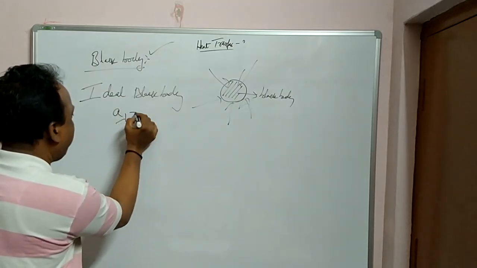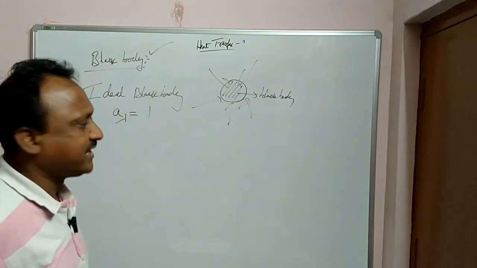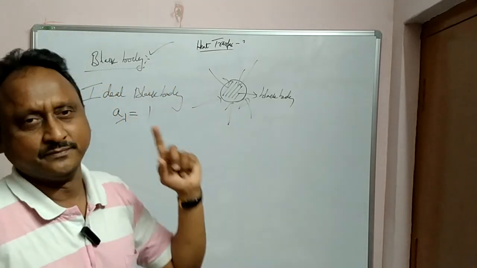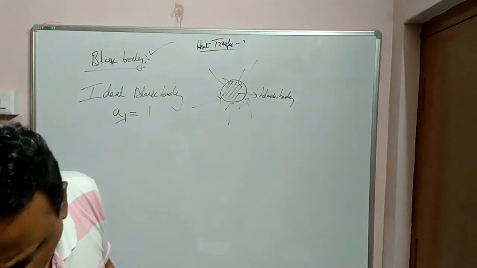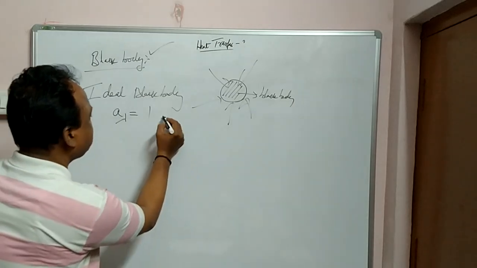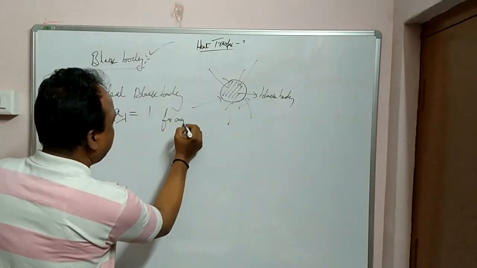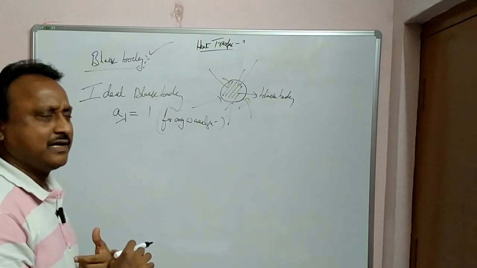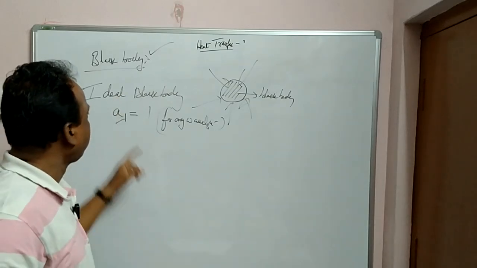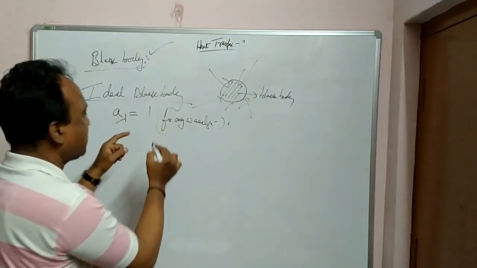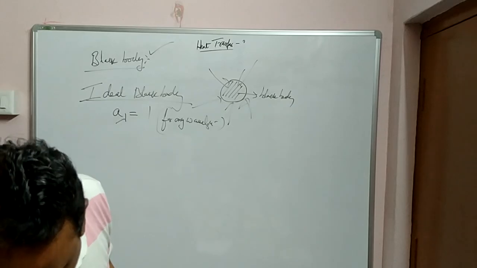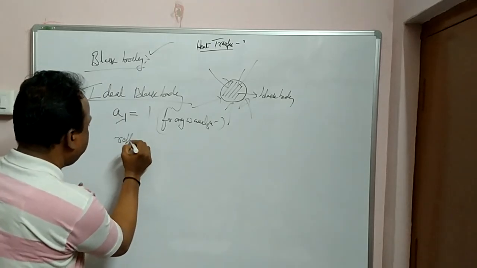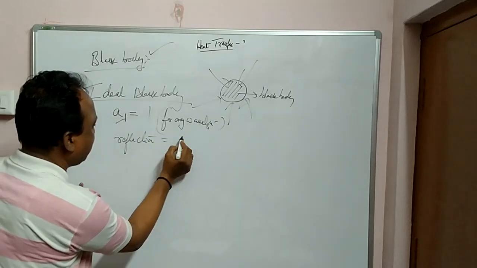See, for an ideal black body the absorptive power is equal to 1. That means an imaginary black body. For any wavelength, the absorptive power for an ideal black body is taken as 1. And not only that, reflection is 0.